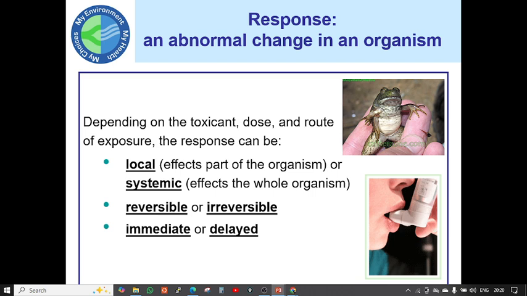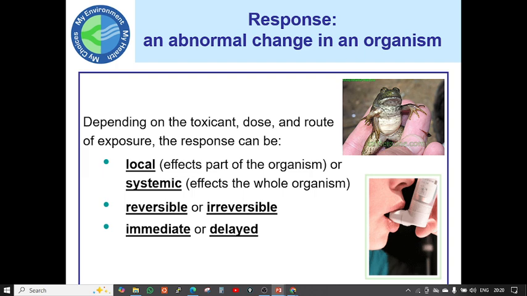So this response can be of these three types, sorry, four types: local or systemic. Local means it affects parts of the organism. If the poison affects a particular body part, that is called a local effect; it does not affect the whole body. For example, if you have a cut on your leg or hand, applying antiseptic cream or taking some pills does not affect your other parts, only the part that is actually affected. So this is a local effect.